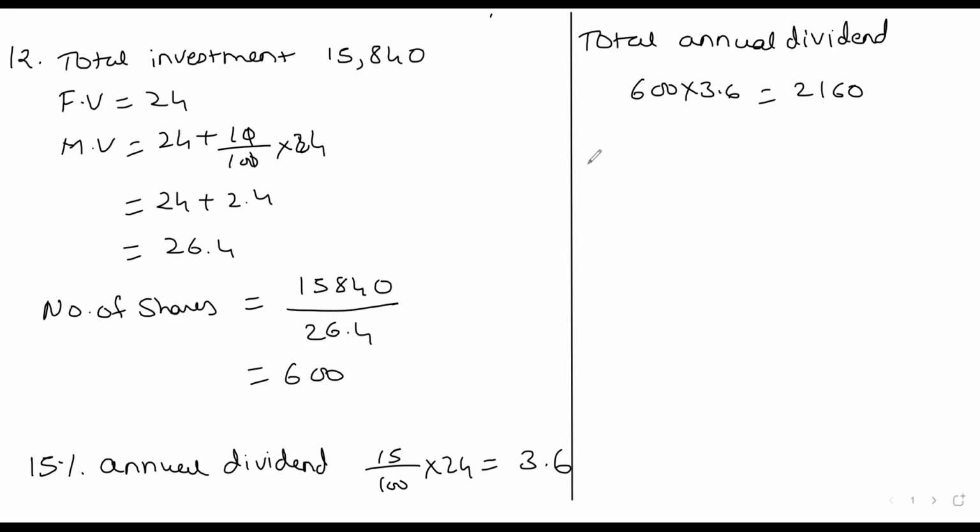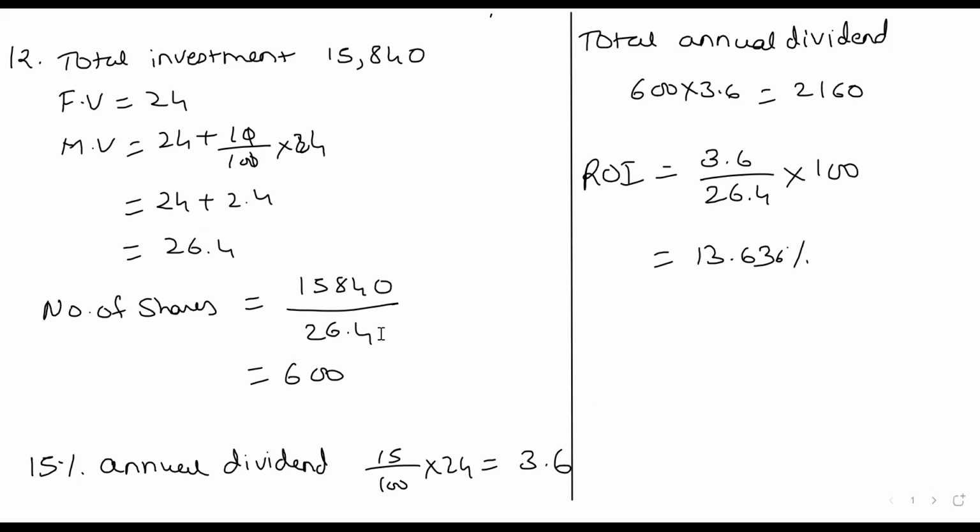Now see, rate of return on investment, annual income is 3.6 per share, per market price is 26.4, into 100. Or you can say 2160 upon 600 into 26.4. That is also the same. So it is 3.6 divided by 26.4 multiplied by 100. 13.63 is the rate of return. 13.636, so it can also be 13.64 is the rate of return.